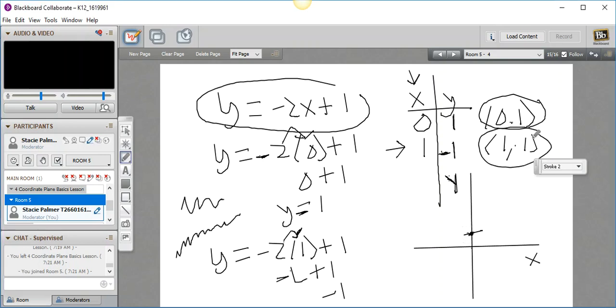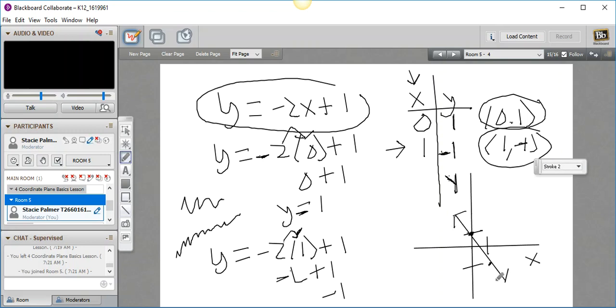Okay, and then our second point on the line is found by going to the right 1 and down 1. Okay, so to the right 1 and down 1. And now that we have graphed both of those points, we can draw our line. We can graph our line.